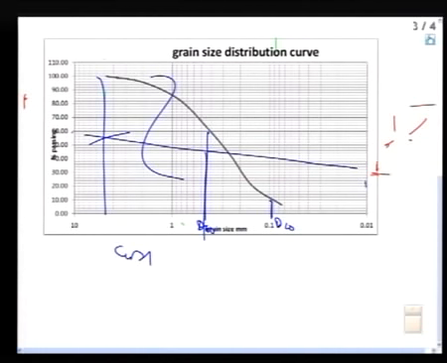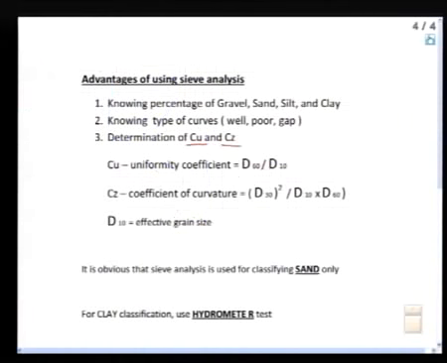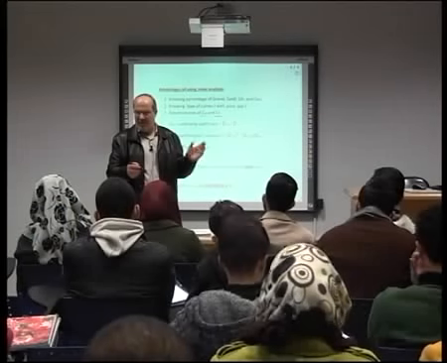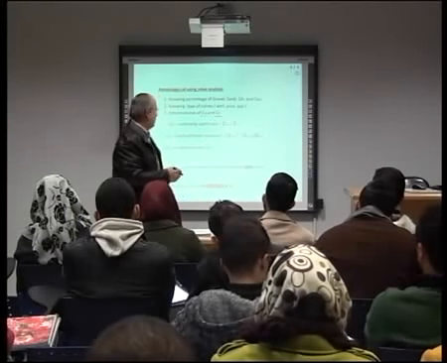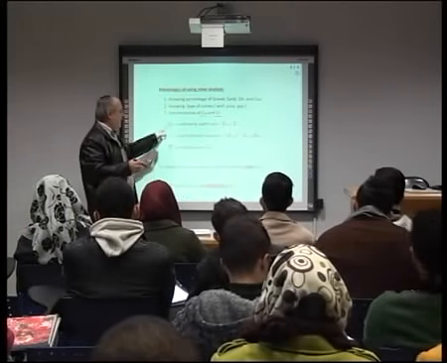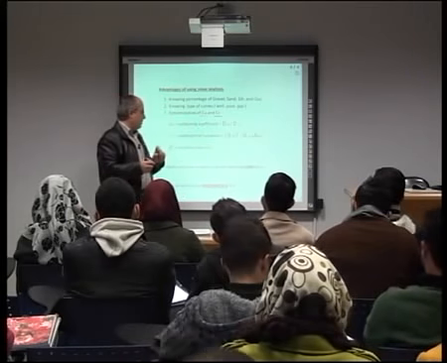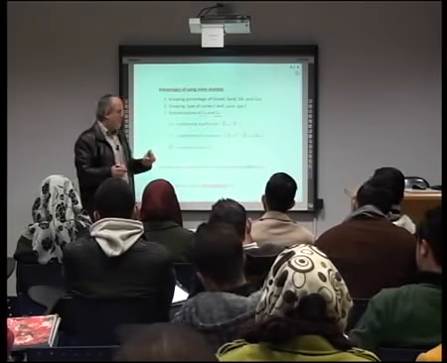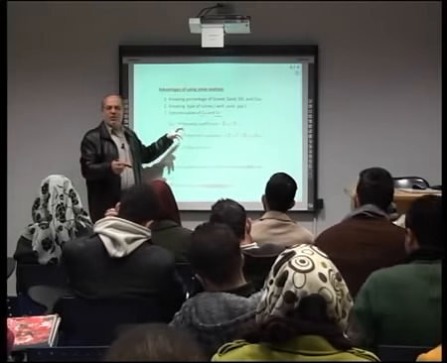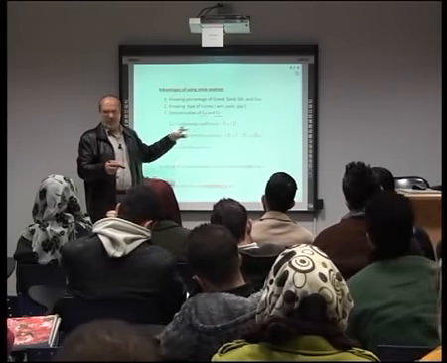Let us go back. So uniformity coefficient is D60 over D10. Okay? D60 is always greater than D10. Right? The other one, we call it uniformity coefficient. Sometimes they call it coefficient of gradation. It's no problem.